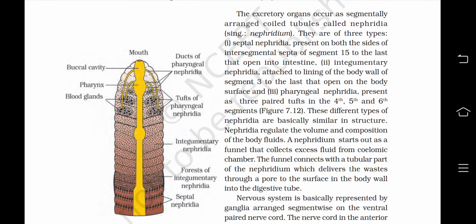These different types of nephridia are basically similar in structure. Nephridia regulate the volume and composition of the body fluids. A nephridium starts out as a funnel that collects excess fluid from coelomic chamber. The funnel connects with the tubular part of the nephridium, which delivers the waste through a pore to the surface in the body wall into the digestive tube.